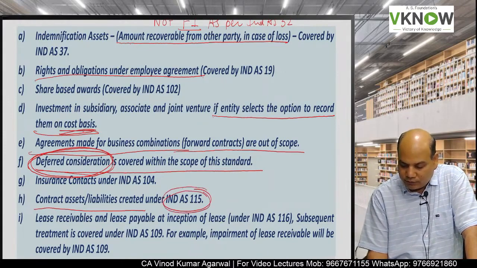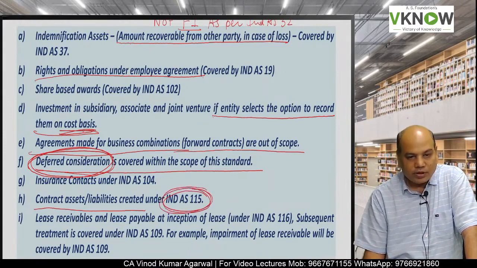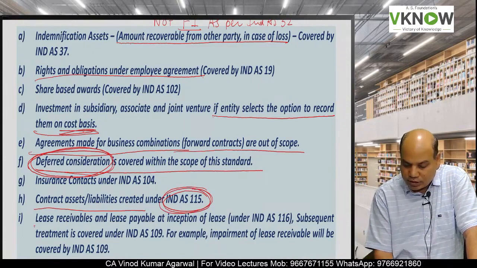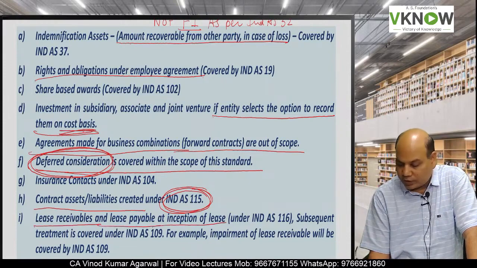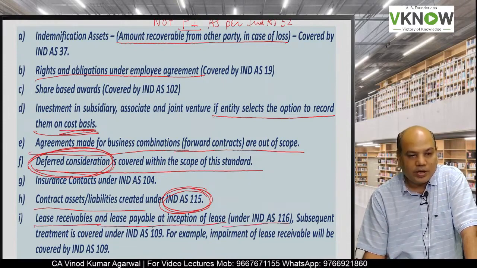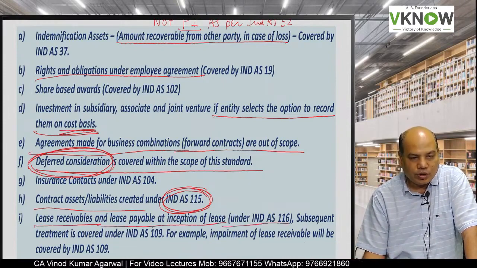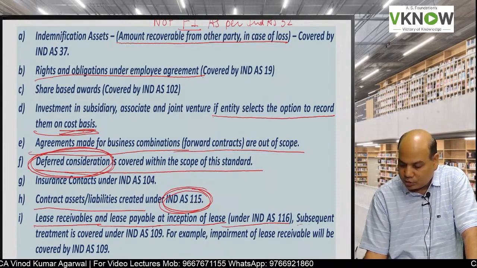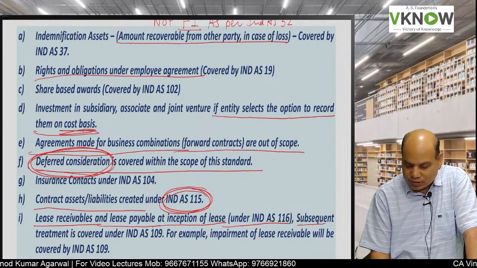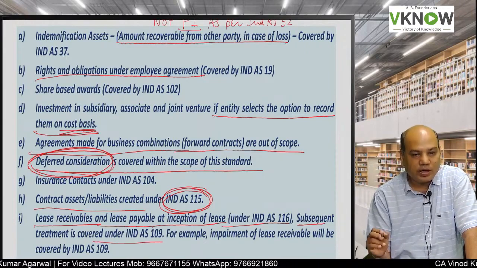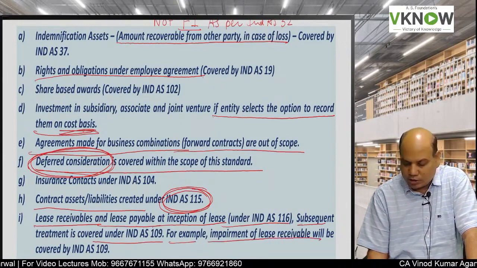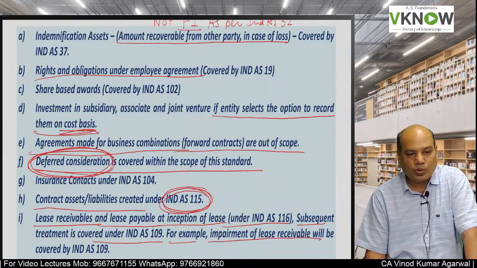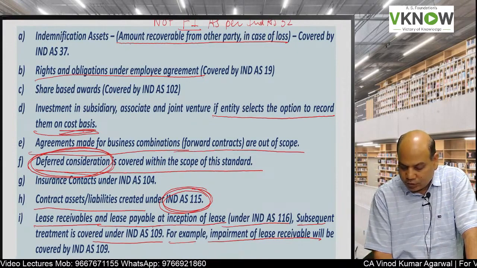So Ind AS 115 also we had covered in our discussion. Then lease receivable and lease payable at the inception of the lease will be covered by Ind AS 116. So accounting of leases initially will be covered by Ind AS 116. What about subsequent treatment? Subsequent treatment will be covered by this standard. For example, impairment of lease will be covered by Ind AS 109.